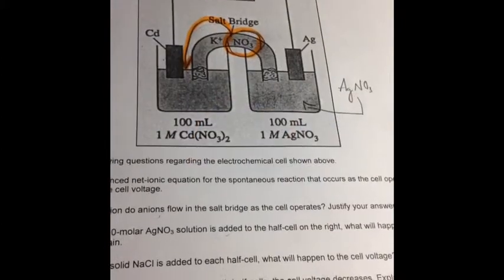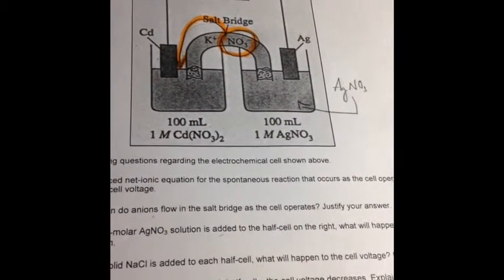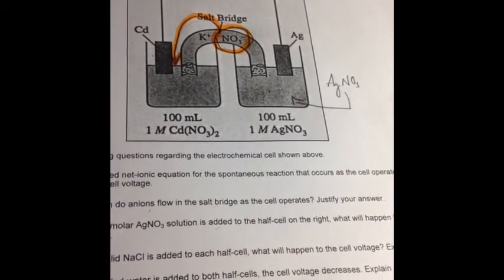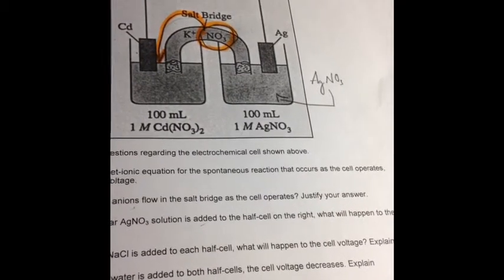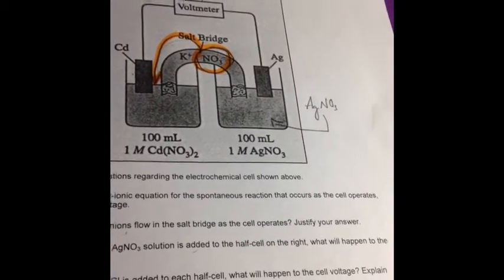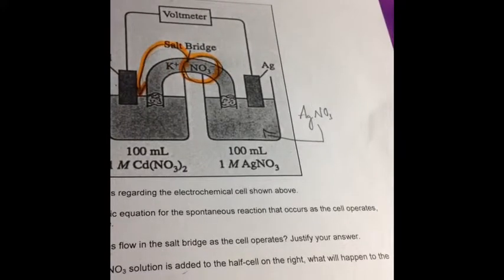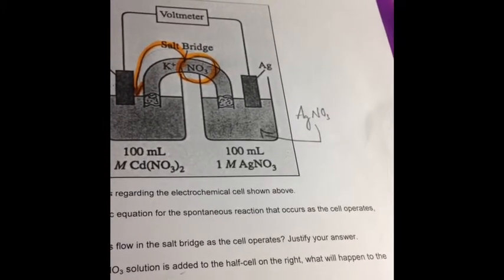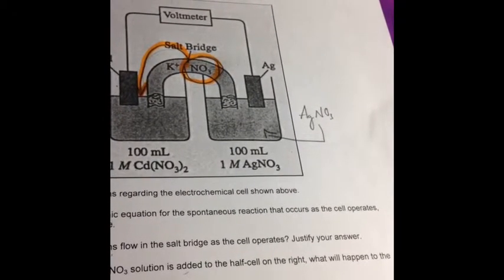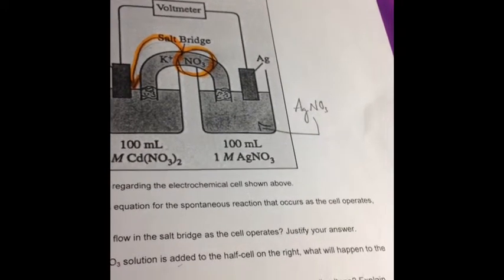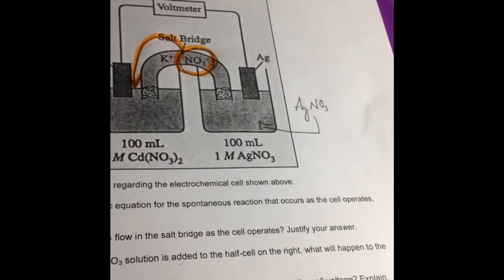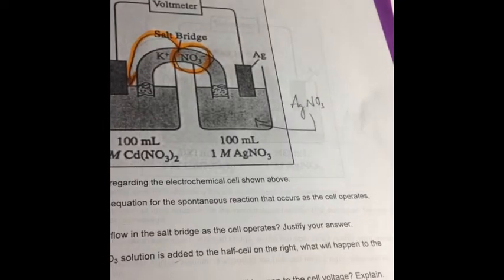In Part C, we are asked if 10 milliliters of 3 molar AgNO3 solution is added to the half cell on the right, what will happen to the cell voltage, and to explain. As the concentration of the reactants increases, so does the cell voltage. Therefore, since AgNO3 is equivalent to Ag+, which is a reactant in our reaction, the cell voltage shall increase.